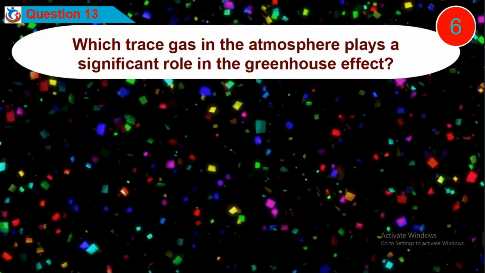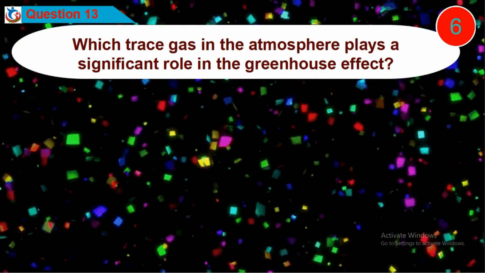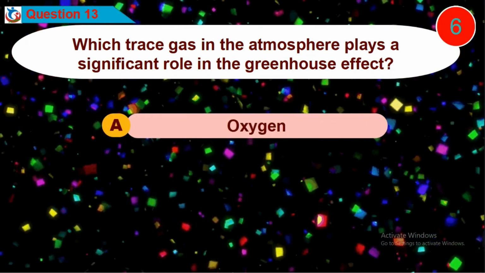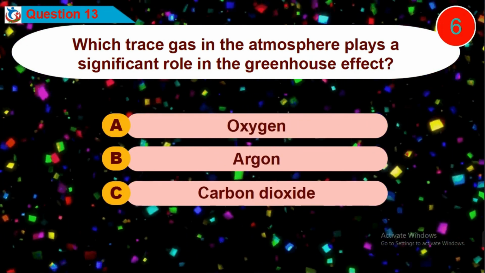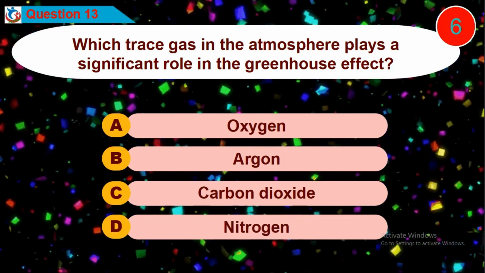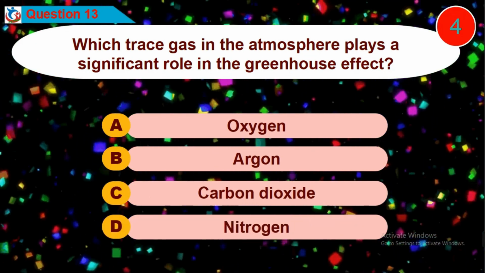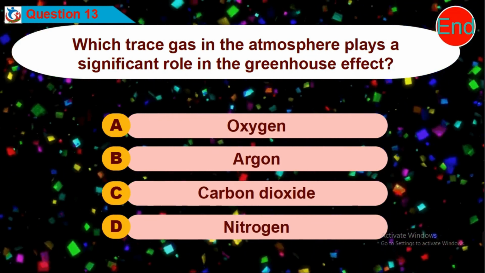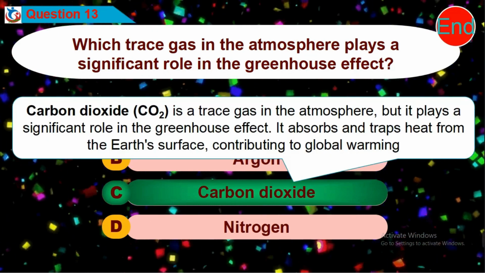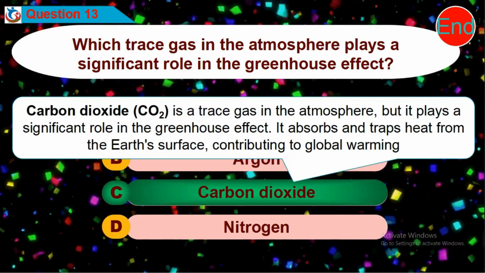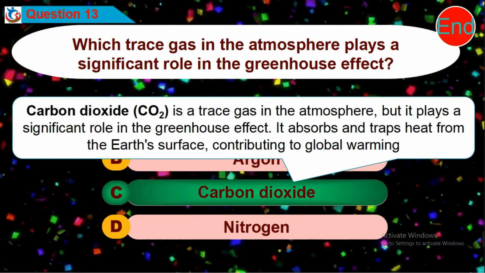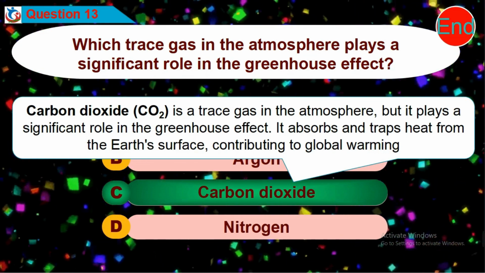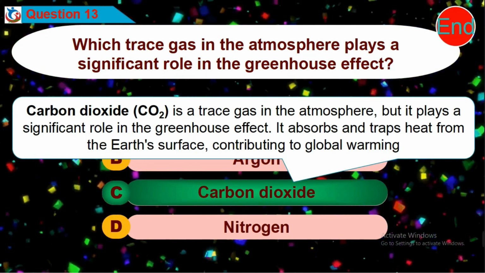Question 13. Which trace gas in the atmosphere plays a significant role in the greenhouse effect? Is it option A, B, C, or D? Carbon dioxide is a trace gas in the atmosphere, but it plays a significant role in the greenhouse effect. It absorbs and traps heat from the Earth's surface, contributing to global warming.